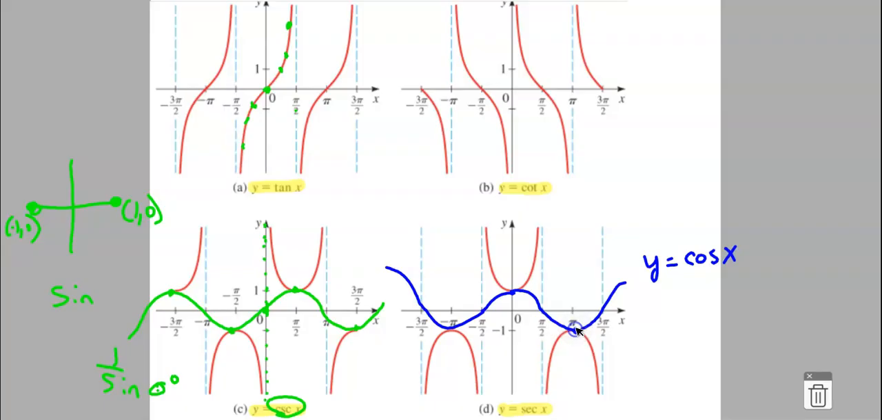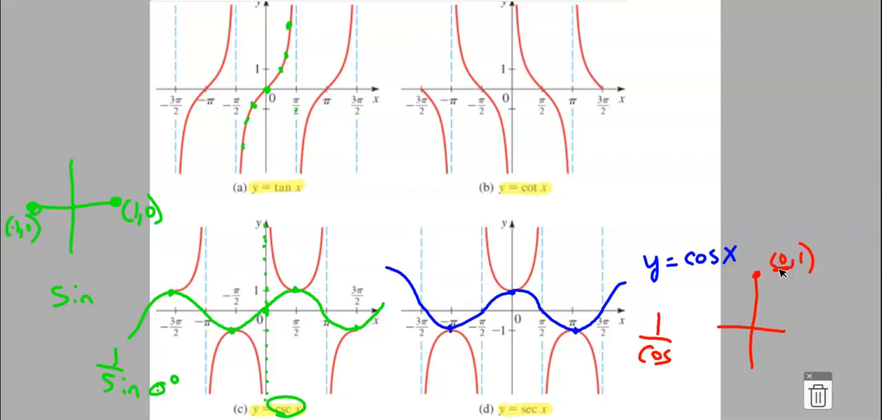And again, it's at the highs and the lows of the cosine function. The whole reason is because the secant function, remember, is 1 over cosine, and you can't have zero on the bottom of a fraction, which means at 0, 1, it's undefined. That's cosine, and so you can't.